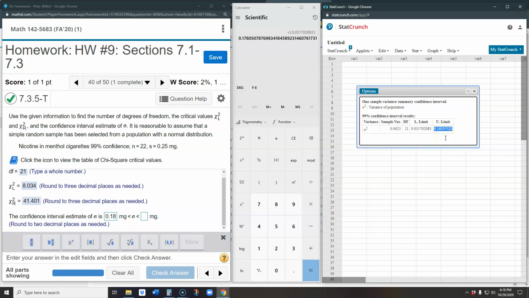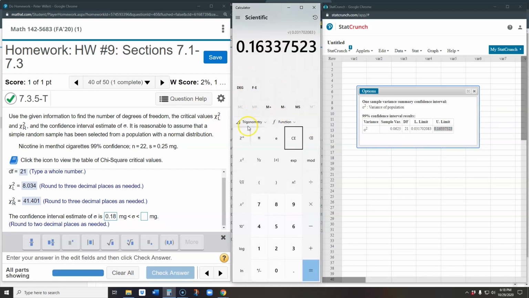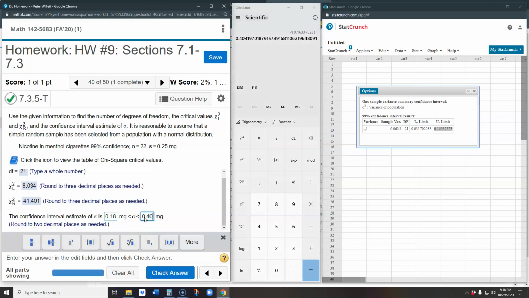And then I do the same thing for the upper limit. Grab the upper limit for sigma squared, go to the calculator and enter that, and take the square root. And I got 0.40. So now I've square rooted the lower and upper limits for sigma squared to get the lower and upper limits for sigma, because that's what my StatLab wants.